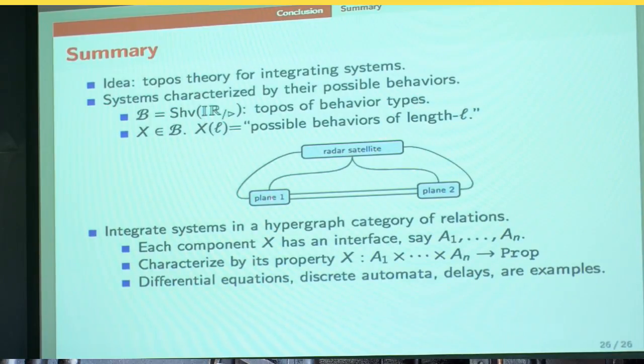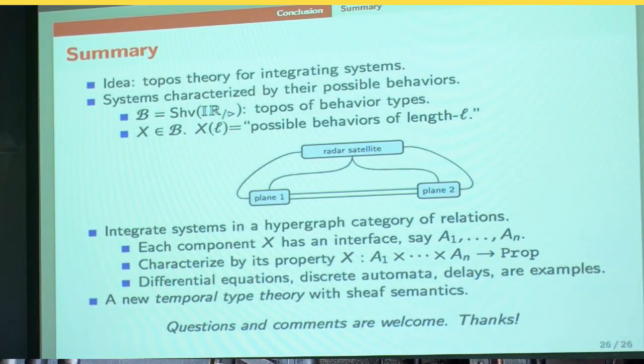And we considered a system like this. We integrated various conditions on the system to get to this one plane. And each component has an interface, which is what you're allowed to see from outside. And you can ask questions about that interface, about what it's able to do. And those types of questions or things it can do are, I always satisfy this differential equation, or I always delay my input by 5 seconds, or whatever. And so this is a new temporal type theory of sheaf semantics.